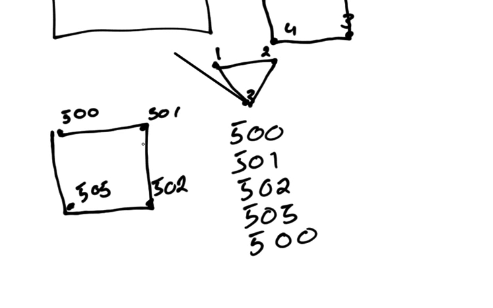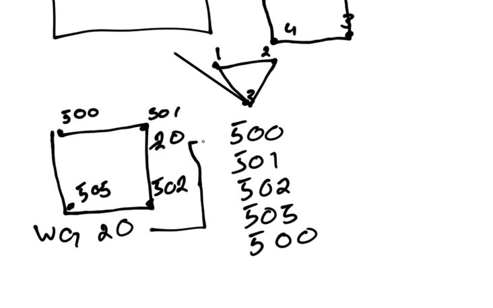It's also good to know that the ways also have identification, have IDs. So this way here might be way 20, right? And that represents the way, not the individual nodes. So way 20 contains 4 nodes, 500, 501, 502, 505, and 500 again, but it actually only contains 4 nodes, while the ordering has 5 entries.